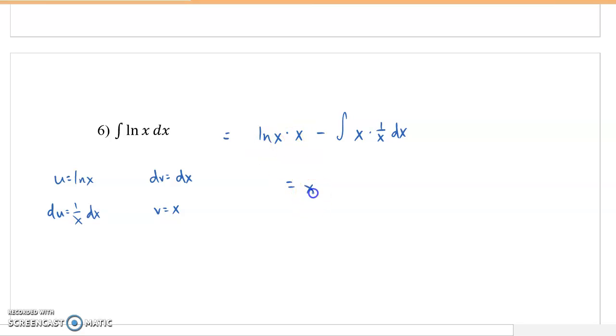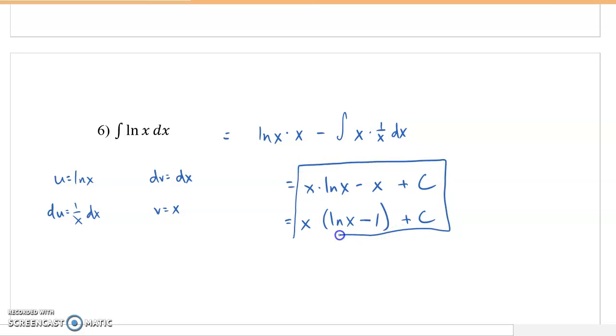And this doesn't simplify, it's just natural log of x times x, or flip it around. And then x times 1 over x is just 1. So the integral of 1 dx is just x, so minus x plus c. And that's a pretty common way to write the final answer. You'll also see people write it like this, with the factored form. I like them both, so I'll box them both in. I don't think one is any better than the other. They're both useful, so know them both.